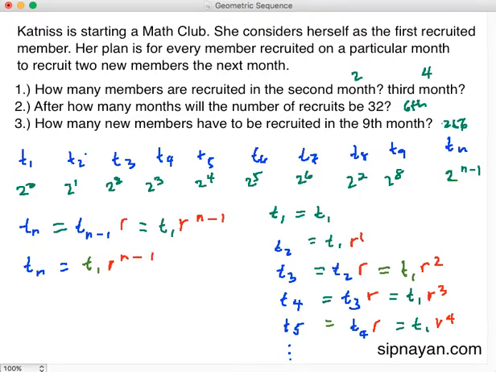Okay, so ito na yung pinaka-formula natin ng ating geometric sequence, where t sub 1, of course, is the first term, and r is the ratio, and n is the number of terms, no? Pag 5 terms siya, t sub 5 yan. Pag 11 terms, t sub 11.